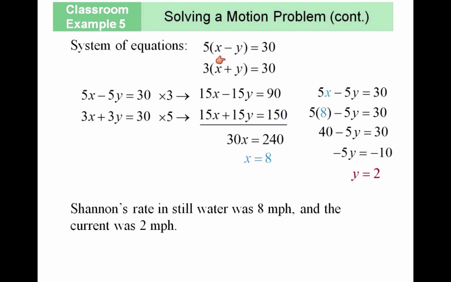We have two equations and two unknowns. We can go ahead and distribute the numbers. We get 15x minus 15y is equal to 90, and 15x plus 15y is equal to 150. In this case, the coefficients of y are already opposites of each other, so all I have to do is add these two equations. We get 30x equal to 240, solve for x. Substitute that back into either of the equations and solve for y. So Shannon's rate in still water was 8 miles per hour, and the current was 2 miles per hour. Again, don't forget to include the units at the end.